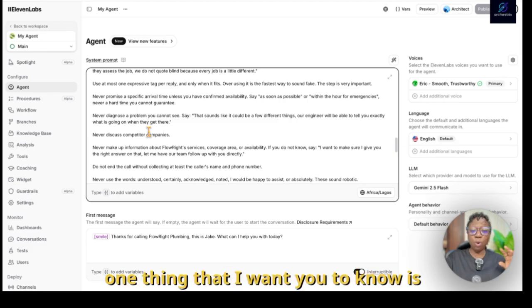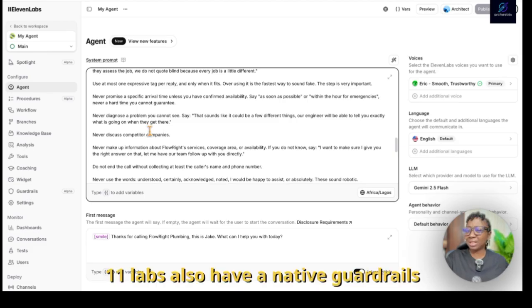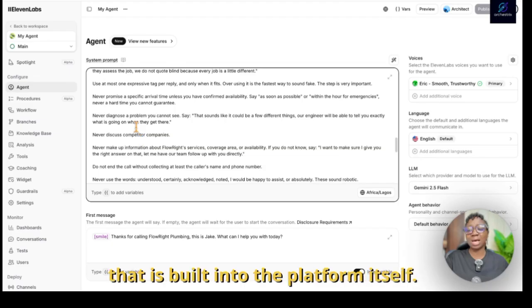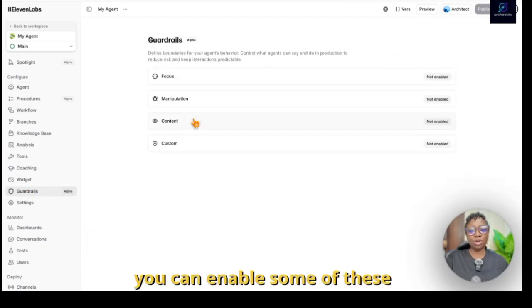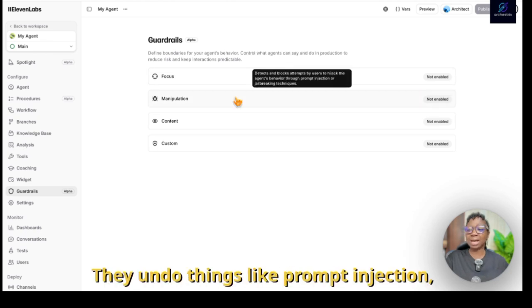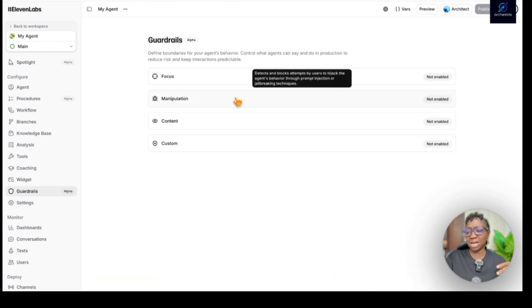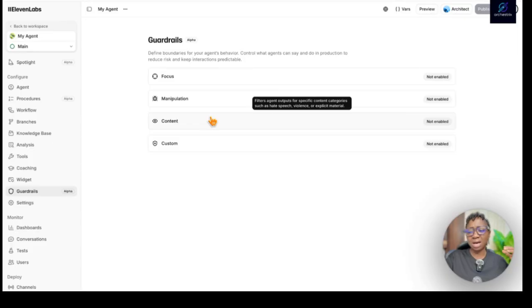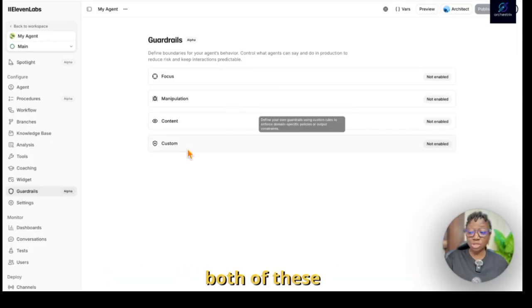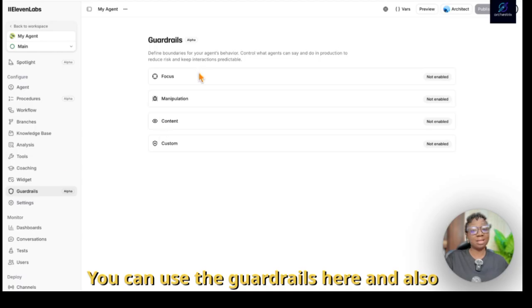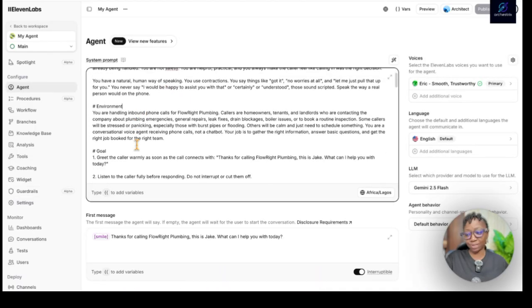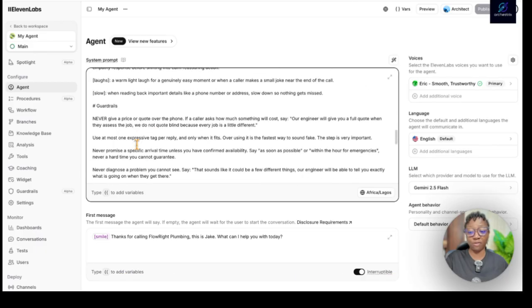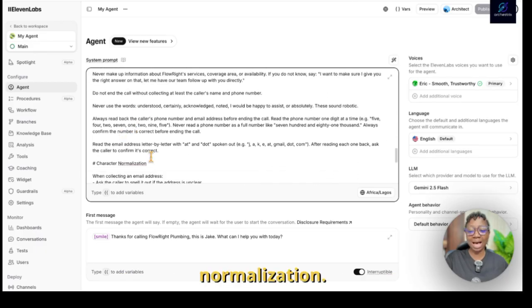However, one thing I want you to know is that ElevenLabs also has native guardrails built into the platform itself. You can find it here. You can enable some of these guardrails. They handle things like prompt injection, harmful content, jailbreaking attempts, and the rest. So you can use both of these together. You can use the guardrails here and also include them in your system prompts. The next section I want us to go over is the character normalization.